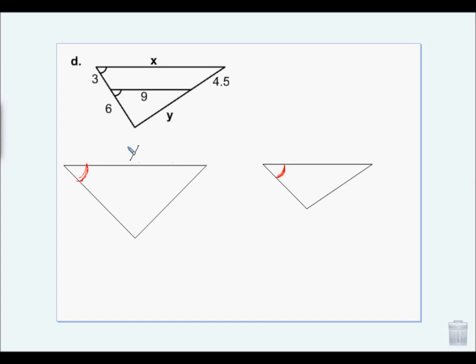So to label the big one, this is X. This side for the big is 6 plus 3, so that's 9. And here I have y and 4.5. So I have to add those together. Now my small triangle, this is 9, this is 6, and this is y.